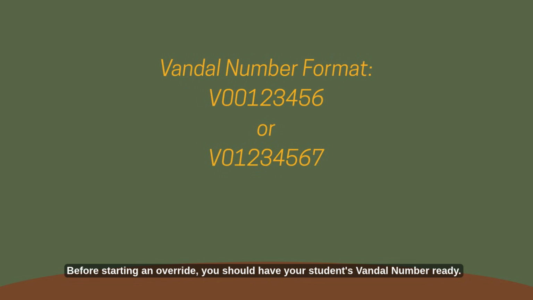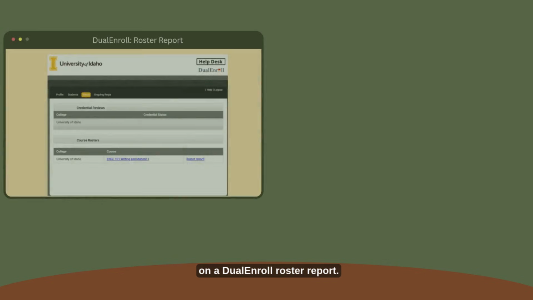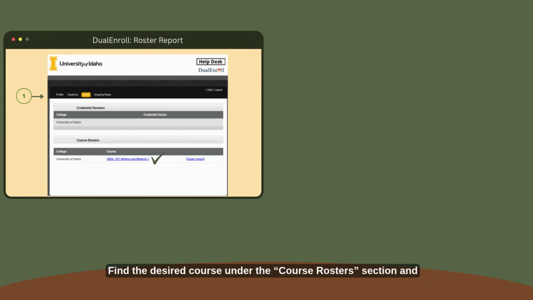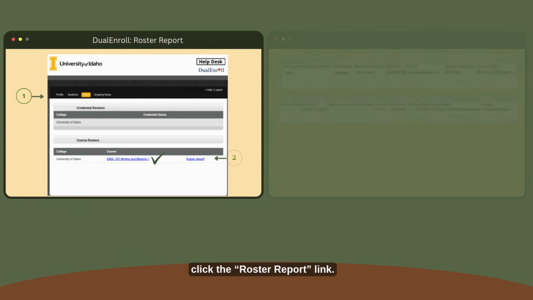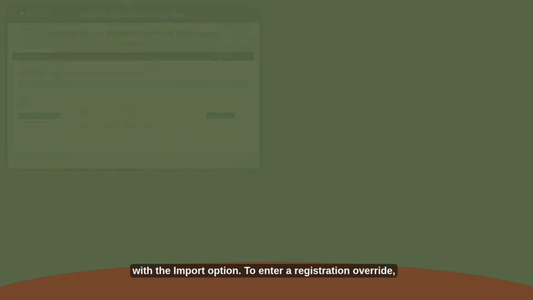Before starting an override, you should have your student's Vandal number ready. Teaching partners can find Vandal numbers on a DualEnroll roster report. The roster report is found in DualEnroll on the Status page. Find the desired course under the Course Rosters section and click the Roster Report link. DualEnroll reports download as Excel files. If you do not have Microsoft access through your school, you can download the report and open it in Google Sheets with the import option.